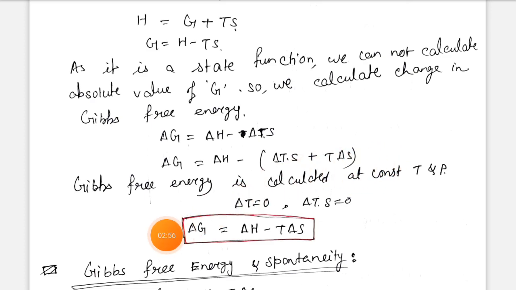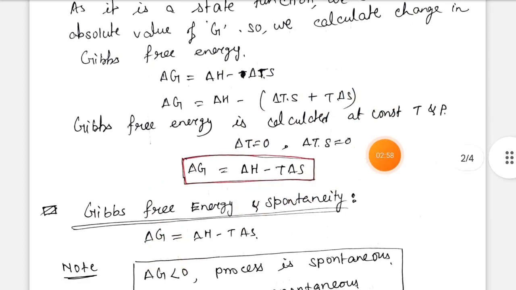As Gibbs free energy is calculated at constant temperature and pressure, delta T is equal to 0, hence the S delta T part is equal to 0. So delta G is equal to delta H minus T delta S. This is the Gibbs-Helmholtz equation.